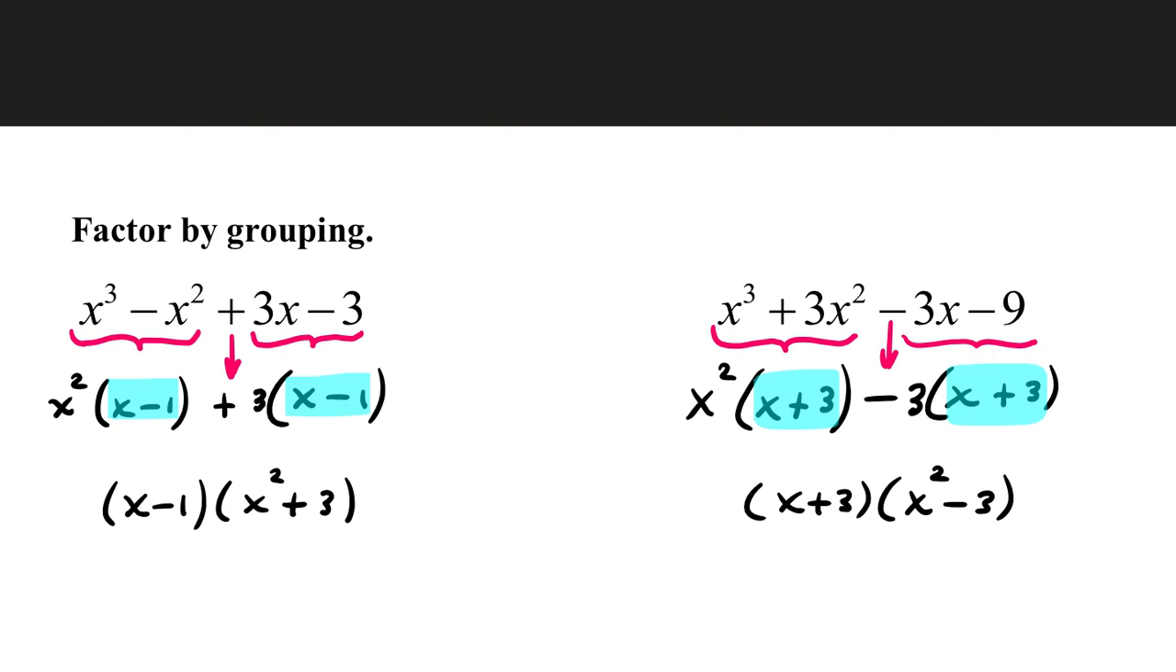Once again, we've created identical factors. We'll make a copy of that. X squared minus 3 is what we factored out of each pair.